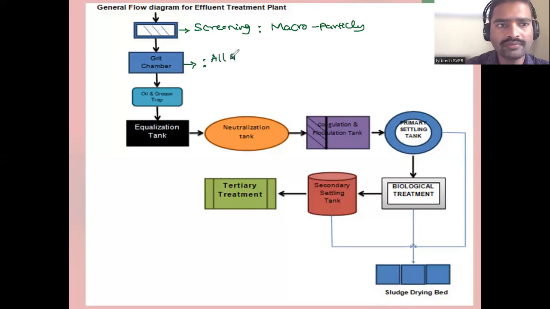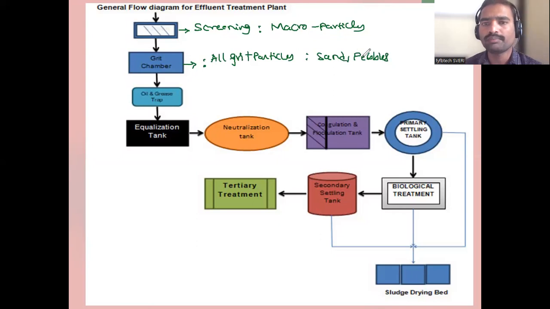What are grit particles? It may be sand. It may be pebbles. Pebbles means small pieces of stones, or heavy metals. All the grit particles will be removed in the grit chamber.